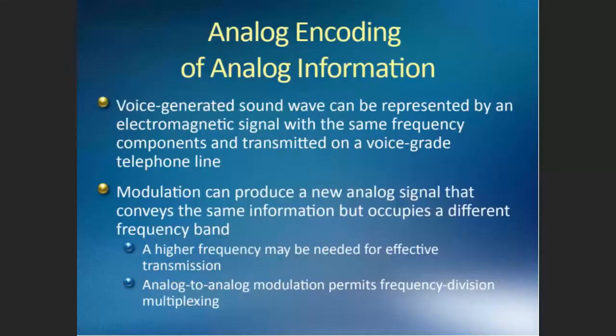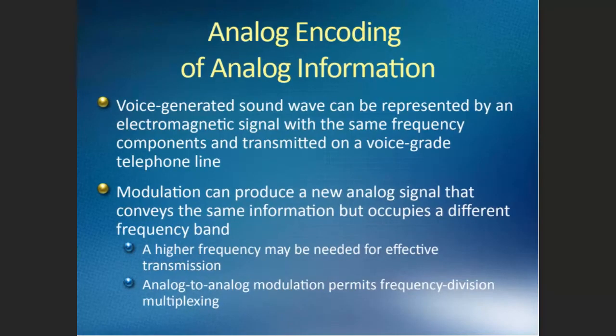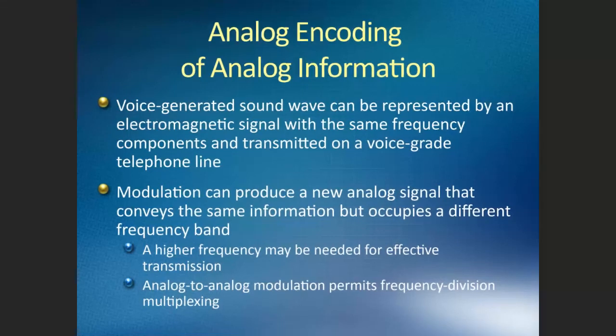Analog encoding of analog information. Voice-generated sound wave can be represented by an electromagnetic signal with the same frequency components and transmitted on a voice-grade telephone line. This is the old telephony system. Modulation can produce a new analog signal that conveys the same information but occupies a different frequency band. Higher frequency may be needed for effective transmission. Analog to analog modulation permits frequency division multiplexing.